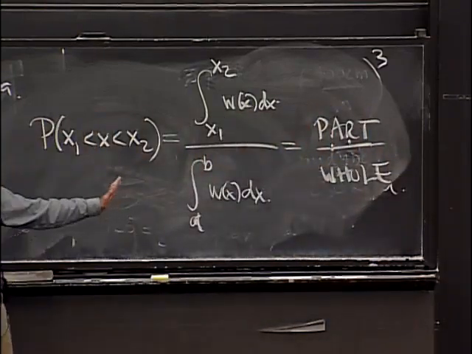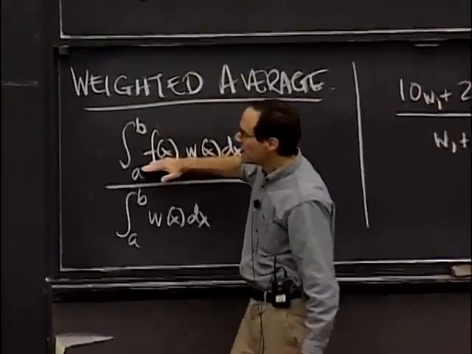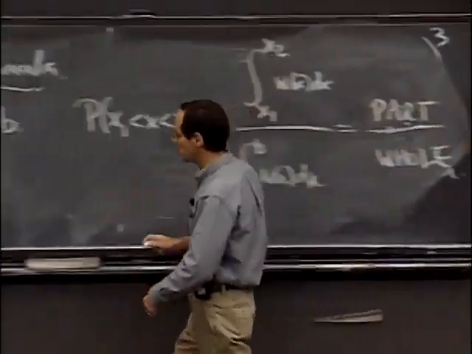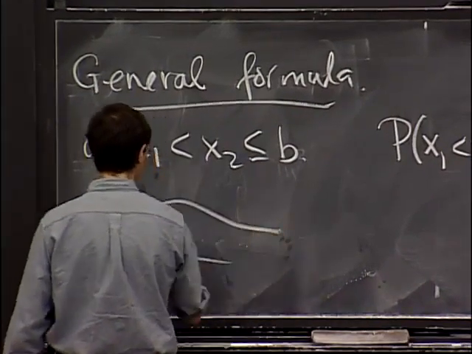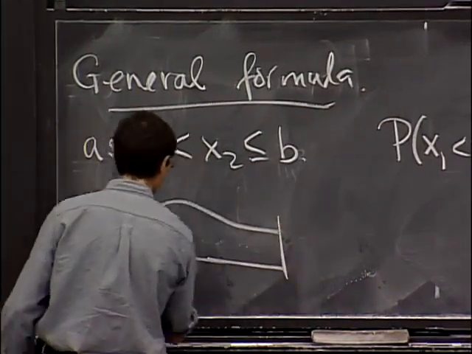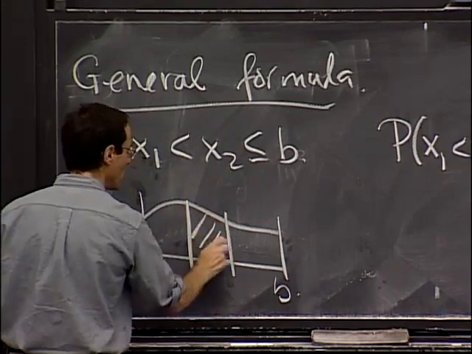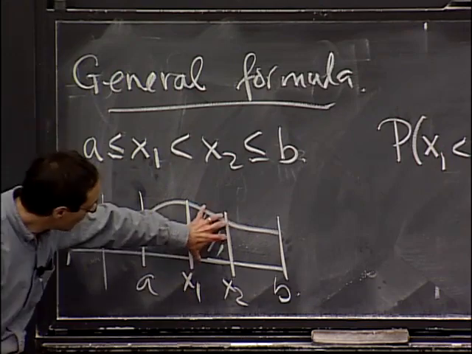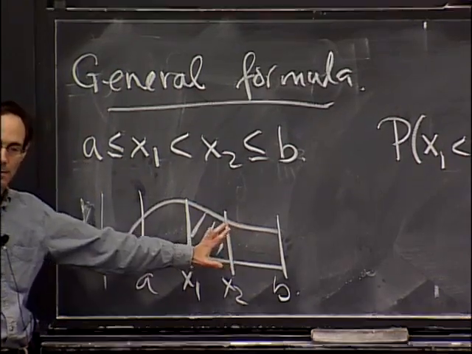And the relationship between this and the weighted average that we had earlier was that the function f of x is a kind of a strange function. It's 0 and 1. The picture, if you like, is that you have this weighting factor, and it's going from A to B. But then in between there, we have the part that we're interested in, which is between x1 and x2. And it's the ratio of this inner part to the whole thing that we're interested in.